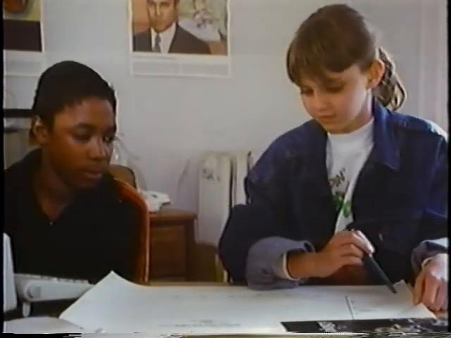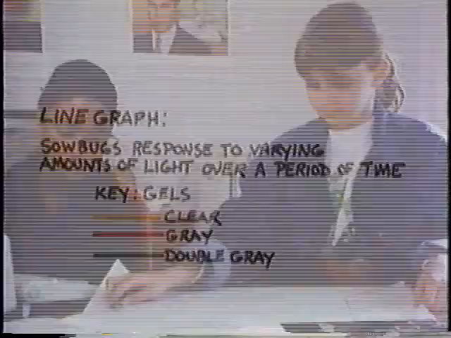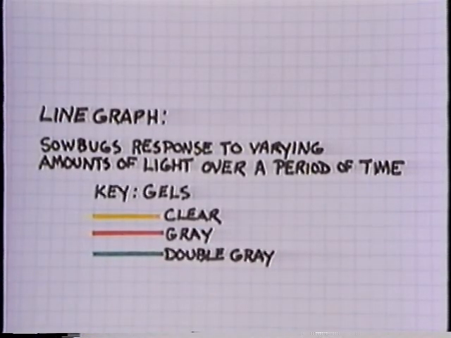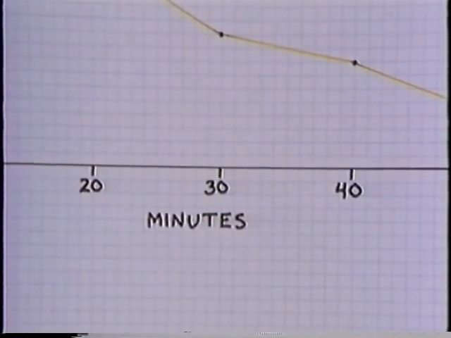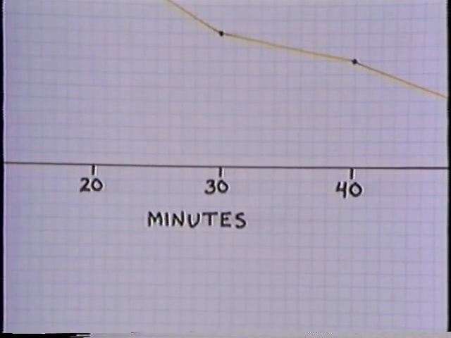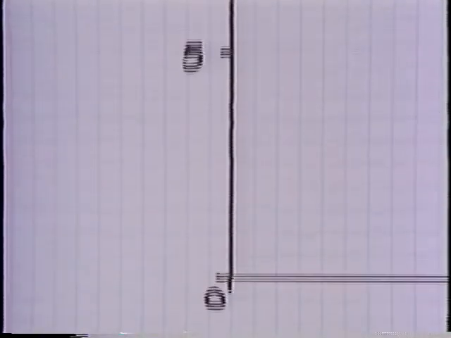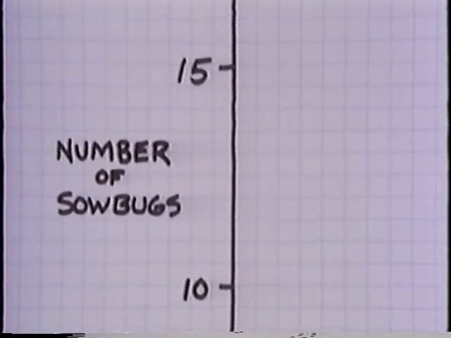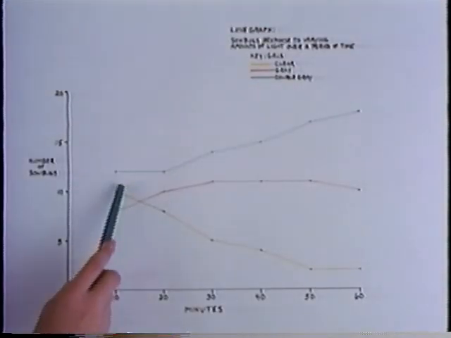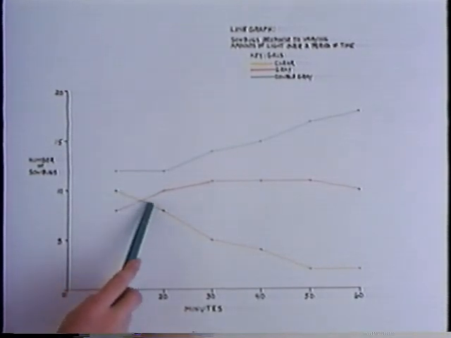Becky made a line graph. The title of the graph is Sow Bug's Response to Varying Amounts of Light Over a Period of Time. Her key shows the colors representing each gel. Her graph is different from Nathan's. It shows 3 variables. Her x-axis is the 6 time intervals shown in minutes. Her y-axis is the number of sow bugs. The colored lines represent the number of sow bugs under each gel over a period of time.